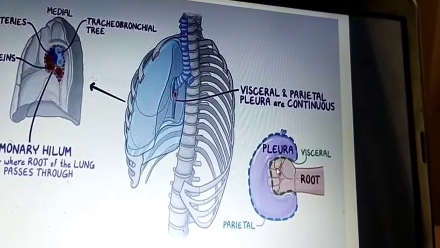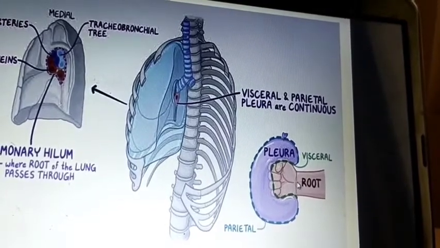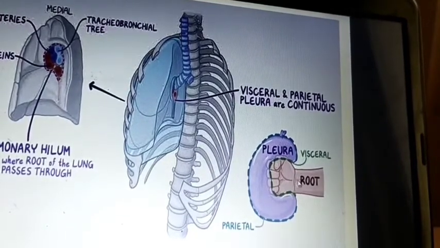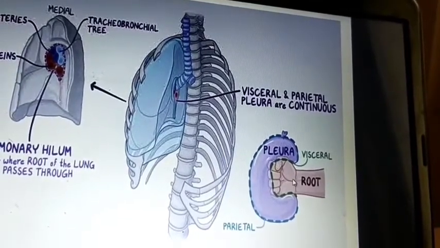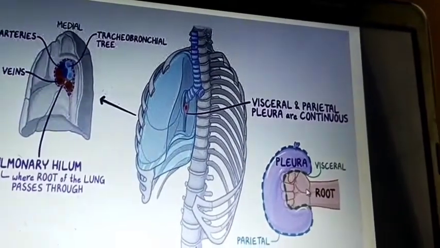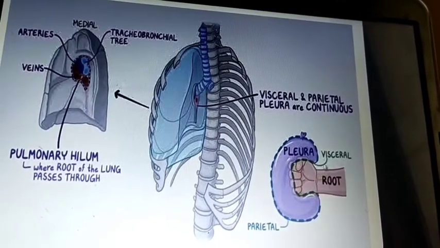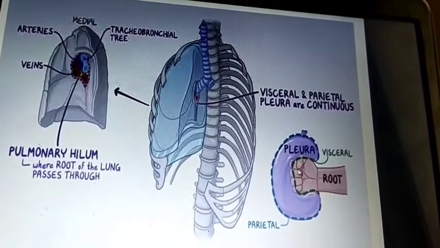And the lung is held by the root: the bronchus, the pulmonary artery, and the pulmonary vein. These are the roots of the lung, which we discussed in the last class. In the same way, the roots are covered by the pleura.